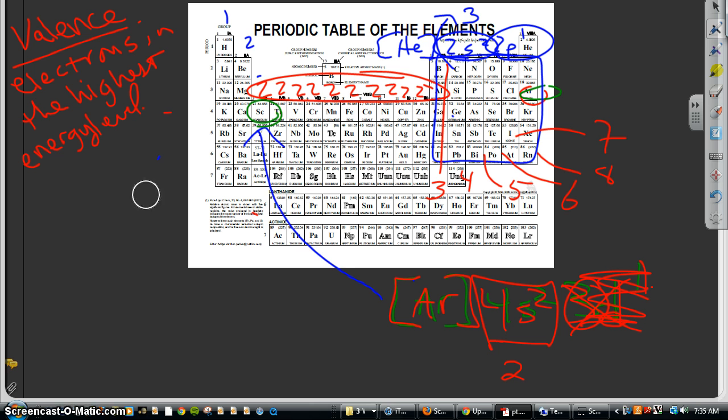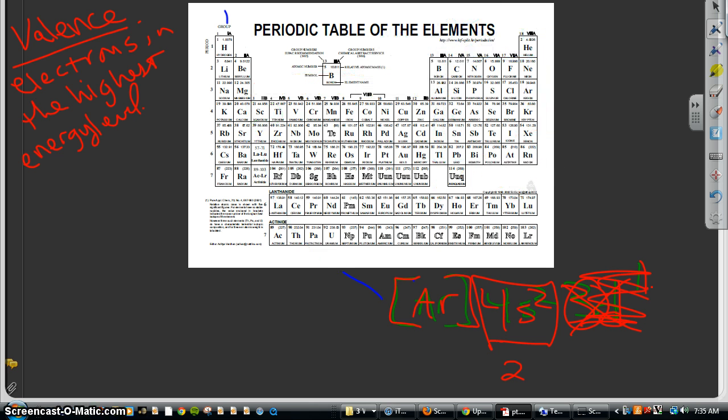And so there you go. You now have a list of valence counts in all of these columns. This column will always have 1 valence electron, an s1 electron. This column will always have 2. The transition metals will always have 2. Boron's group will always have 3. Carbon's group 4. Nitrogen's group 5. Oxygen 6. The halogens 7, and the noble gases 8.